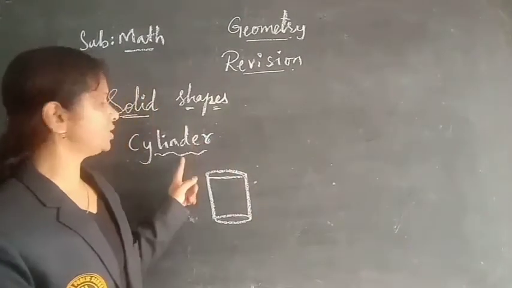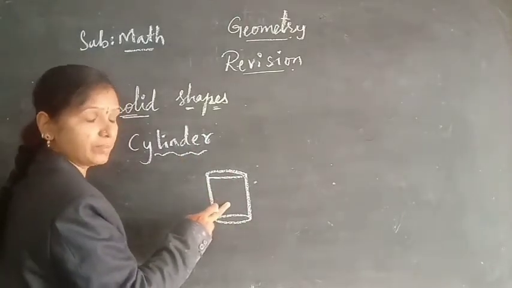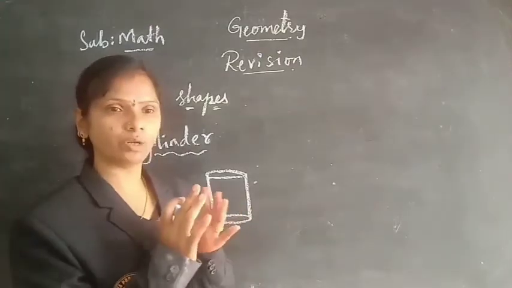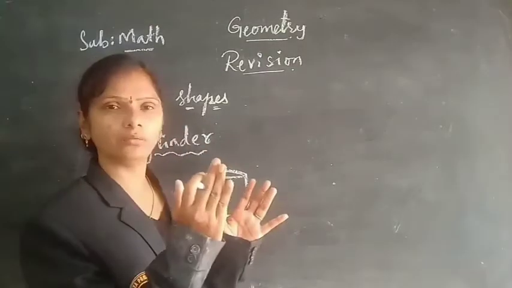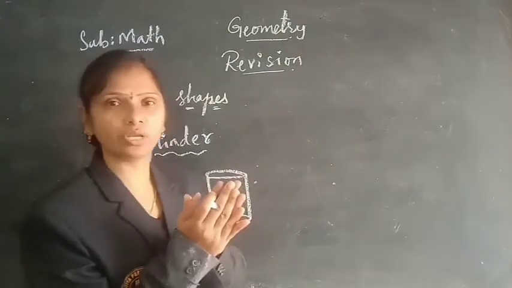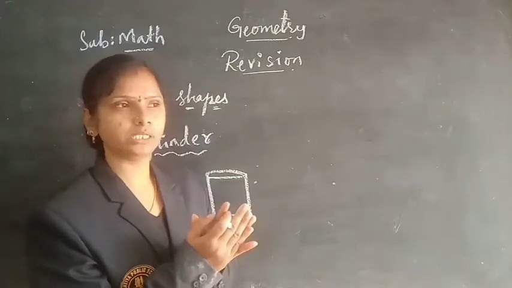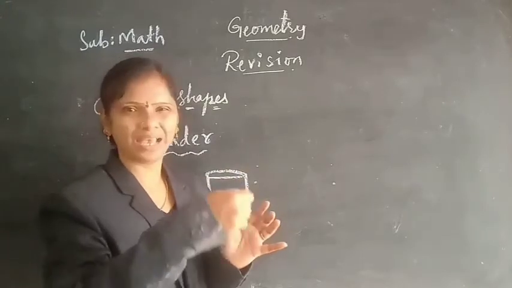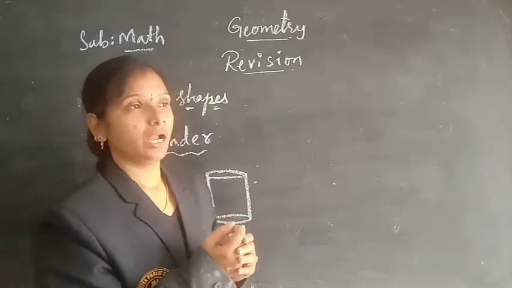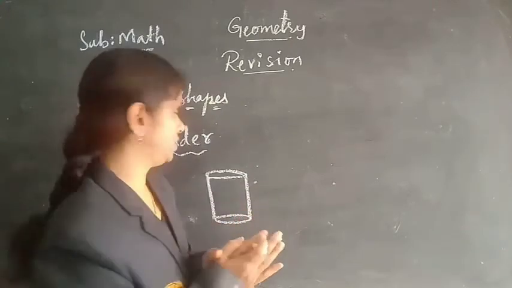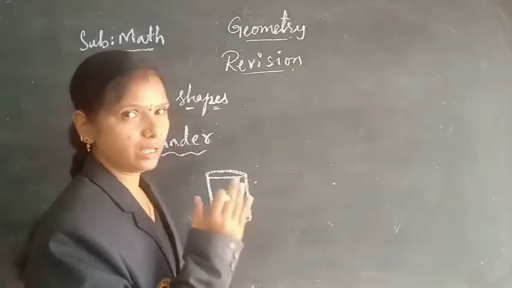Yes children, next solid shape is cylinder. See here, you can see the cylinder shape, and many cylinders you can see, like a water bottle. These are examples of cylinder. In the kitchen also you can see many items in the cylinder shape: water bottles and some cans, some tiffin boxes, and dal boxes also. Here this is a cylinder shape, means around it should be the curved shape.